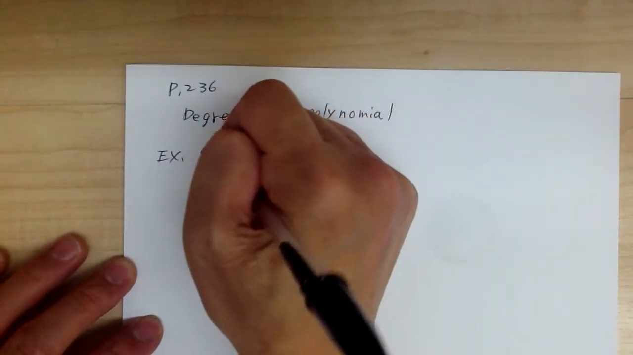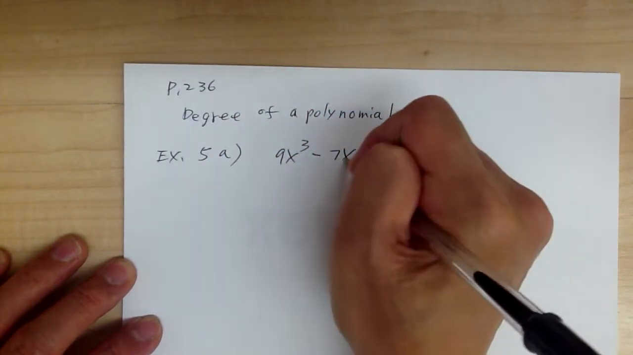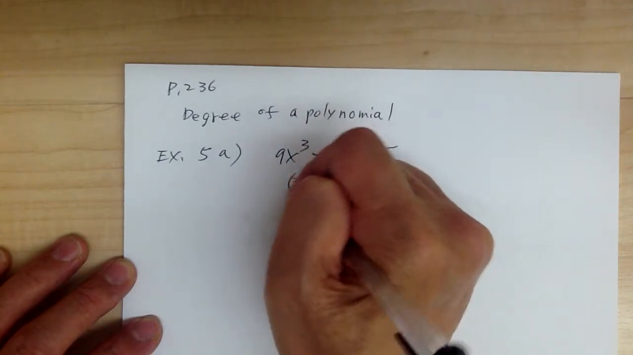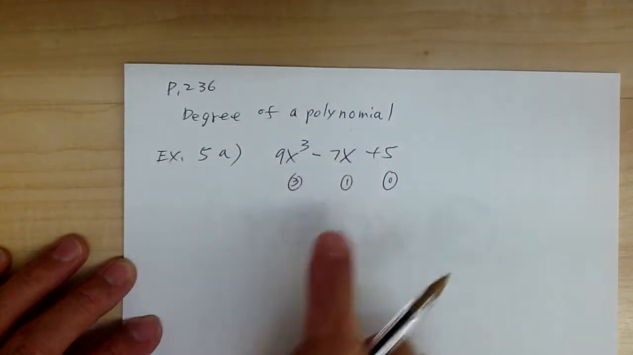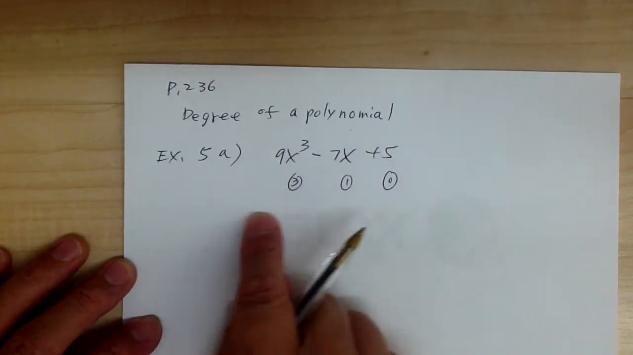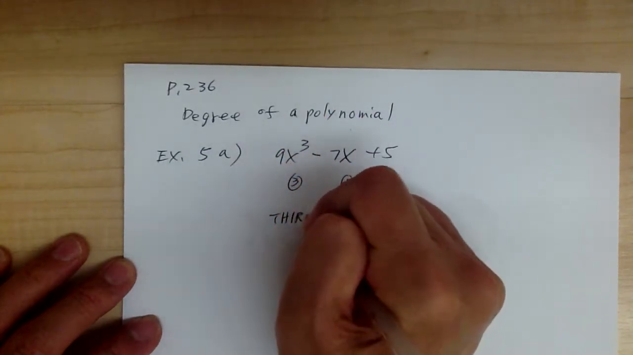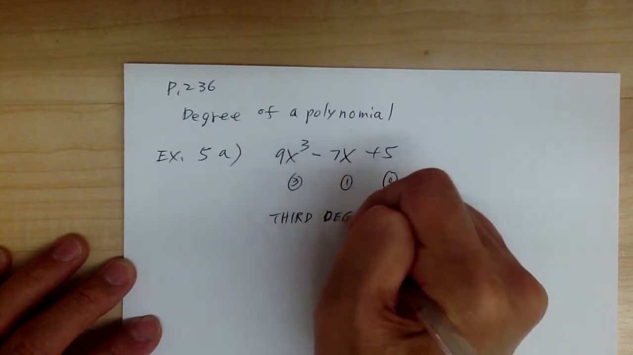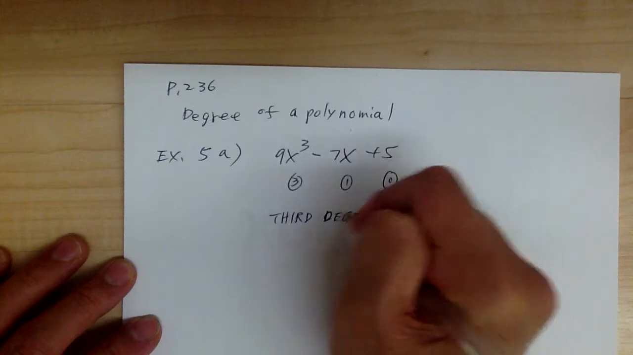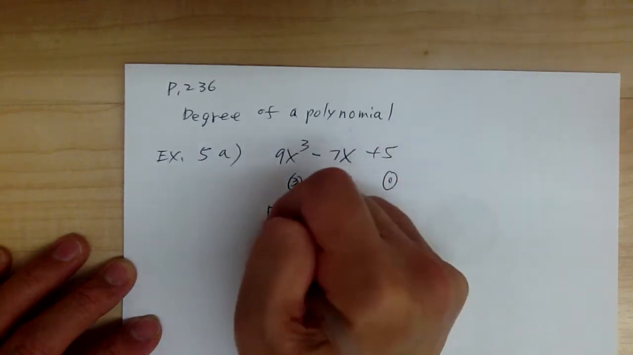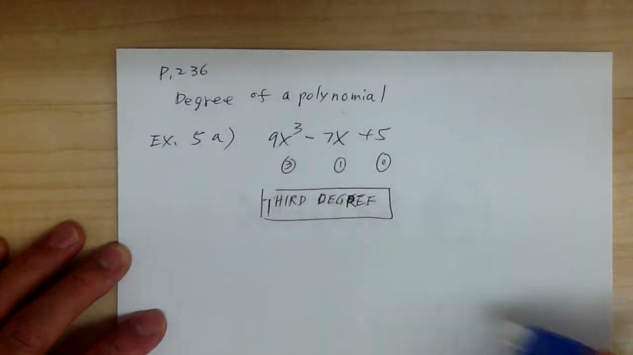Example 5a, you have 9x to the 3 minus 7x plus 5. So this one has 3. Okay, this one has 1. This one has 0. So the degree of the polynomial, you take the highest one. Don't add, okay? So in this case, this polynomial is third degree.